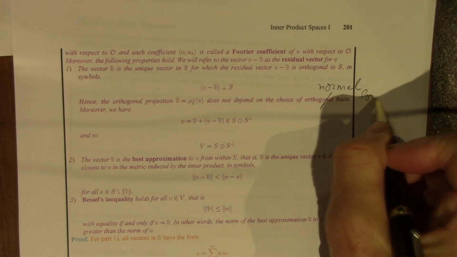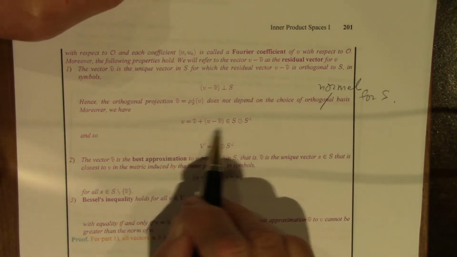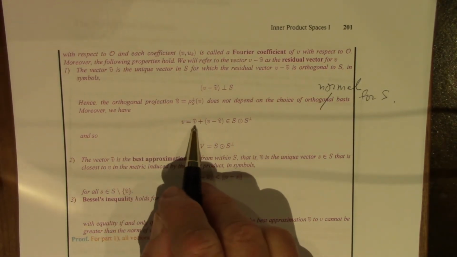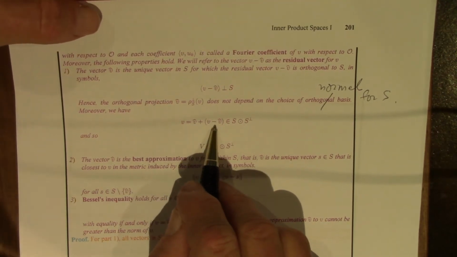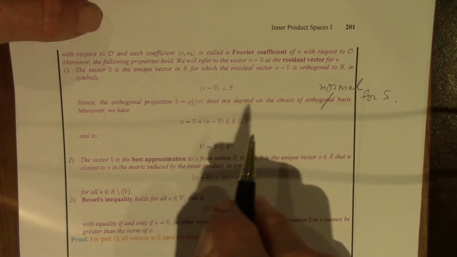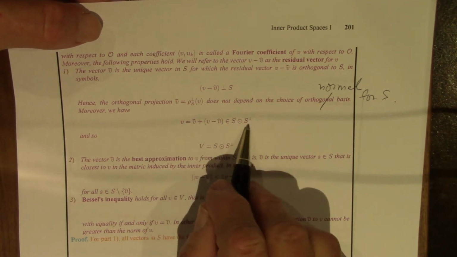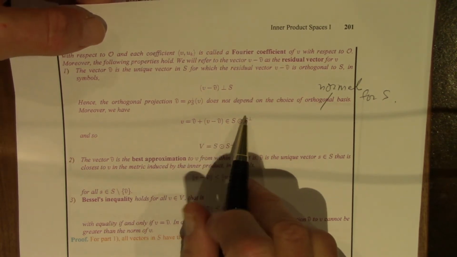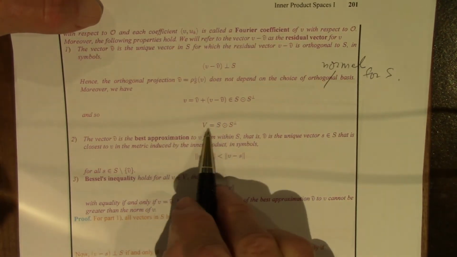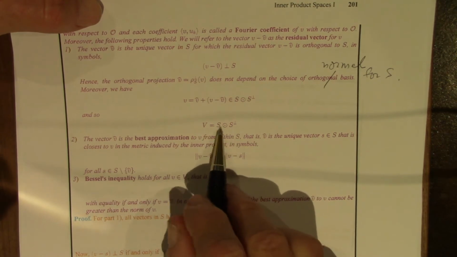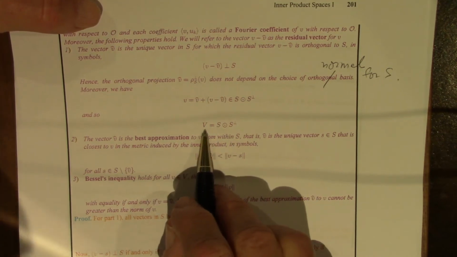Orthonormal basis for S. Okay. As I mentioned a minute ago, we have V is the sum of its orthogonal projection and its residual vector. The orthogonal projection belongs to S. The residual vector belongs to S perp. And since V was an arbitrary vector in the inner product space, we have this orthogonal direct sum, which we know exists, is actually equal to V.